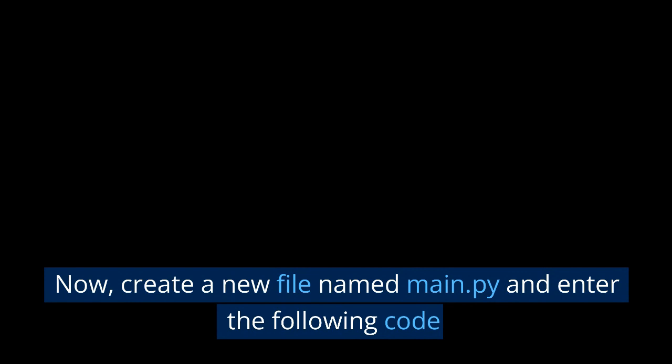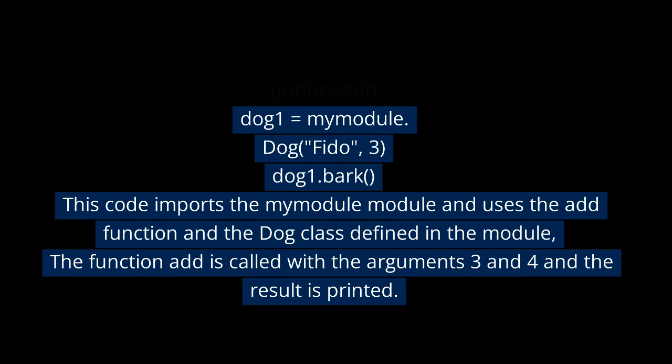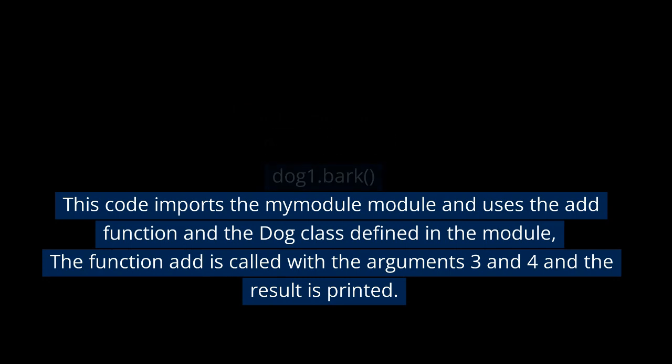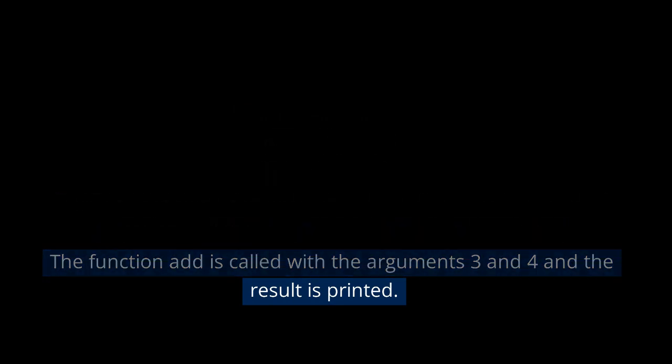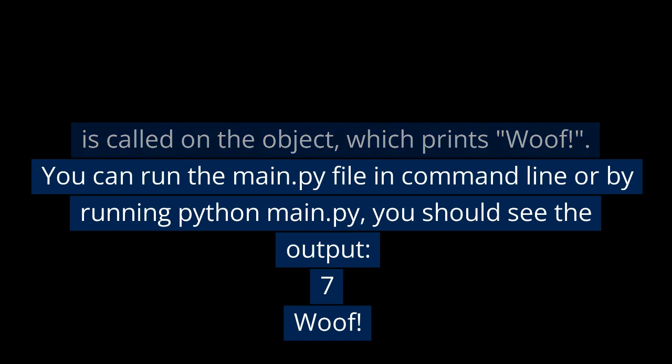Now, create a new file named main.py and enter the following code. import mymodule, result = mymodule.add(3, 4), print(result), dog1 = mymodule.Dog("Fido", 3), dog1.bark(). This code imports the mymodule module and uses the add function and the Dog class defined in the module. The function add is called with the arguments 3 and 4 and the result is printed. A new Dog object is created and the bark method is called on the object, which prints woof. You can run the main.py file in the command line by running python main.py, you should see the output: 7, woof.